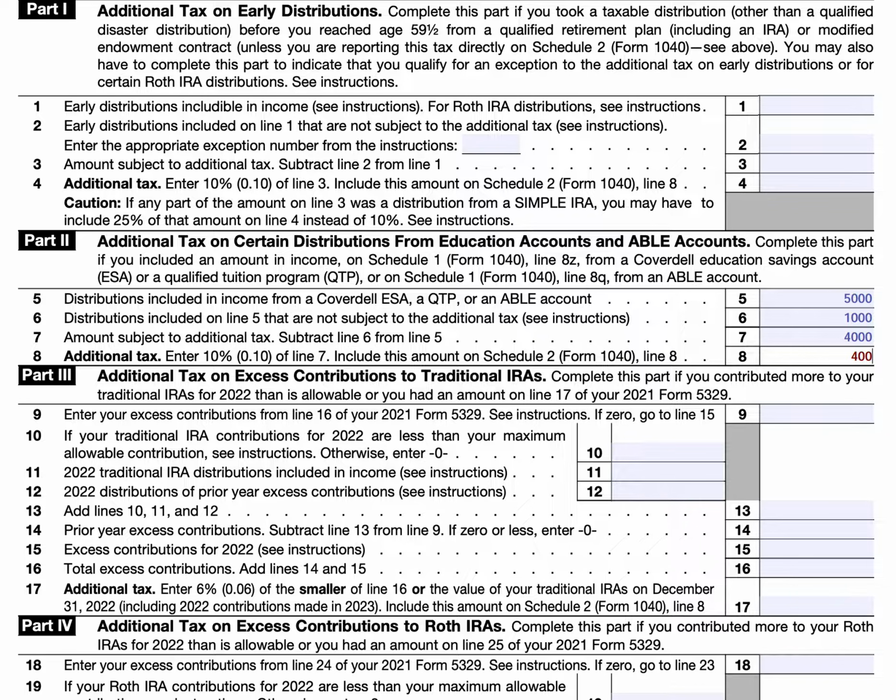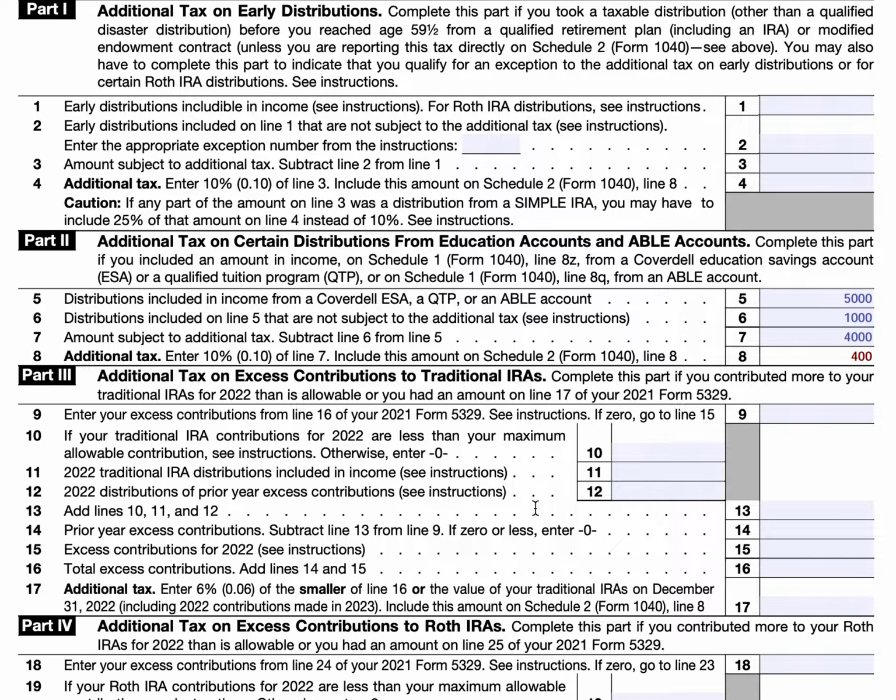In line 13, you'll add lines 10, 11, and 12. From here, in line 14, you will subtract line 13 from line 9. If this is 0 or less, enter 0. For line 15, enter the excess contributions for the given tax year unless they were withdrawn in a timely manner. You can withdraw some or all of your excess contributions for the tax year, and they will be treated as not having been contributed if you make the withdrawal by the due date, to include extensions, of your tax return.